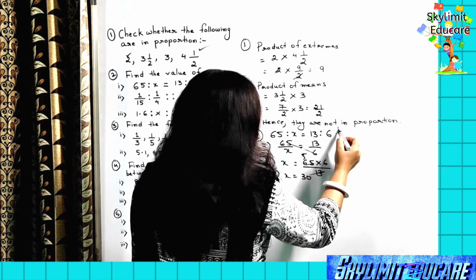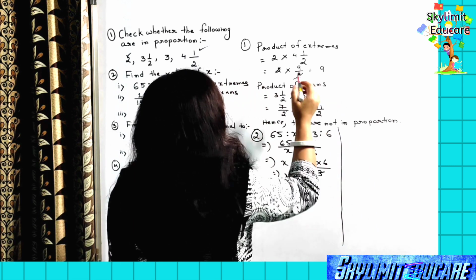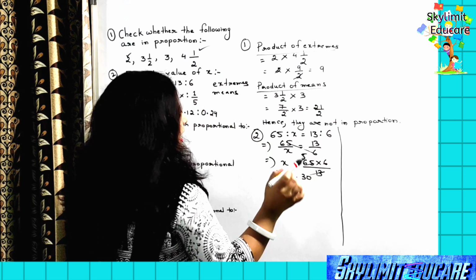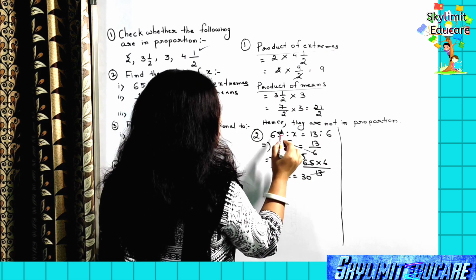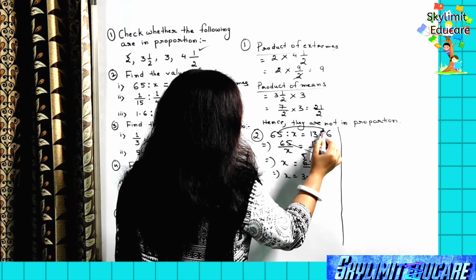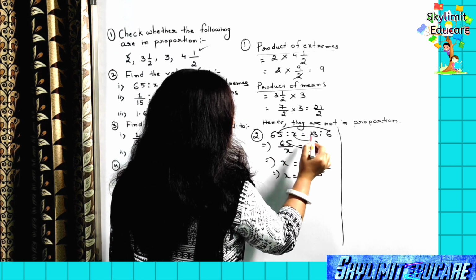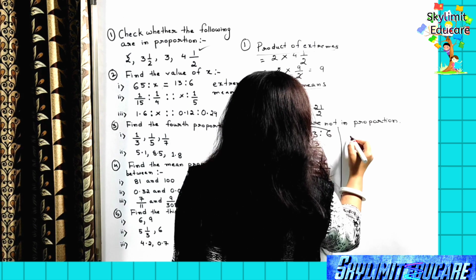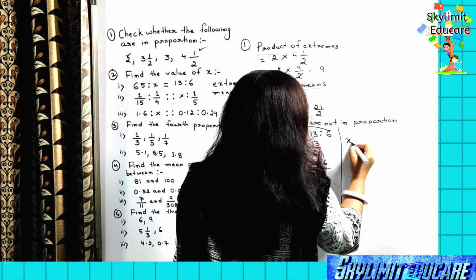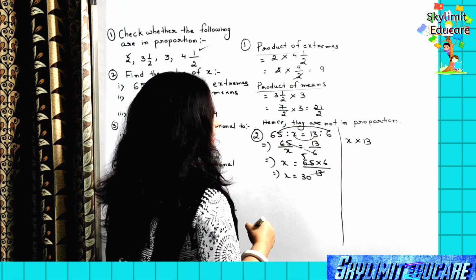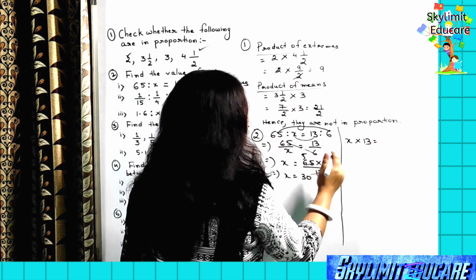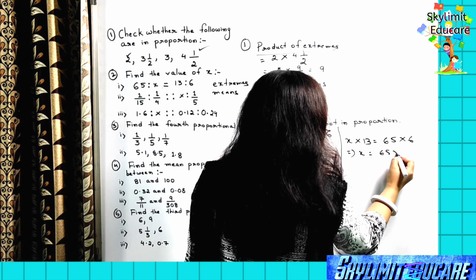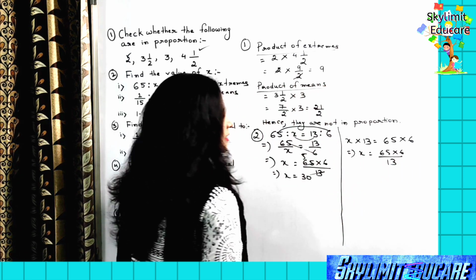Or in other ways also you can think of the same concept, that is, product of extremes should be equal to the product of means. As you can see, students, what are the extremes here? Extremes are 65 and 6, and means are x and 13. So we can write it in this manner also. Product of means: what are the means here? x multiplied by 13. The product of means should be equal to the product of extremes. So this way also easily you can find out. Clear? The same answer you're going to get.